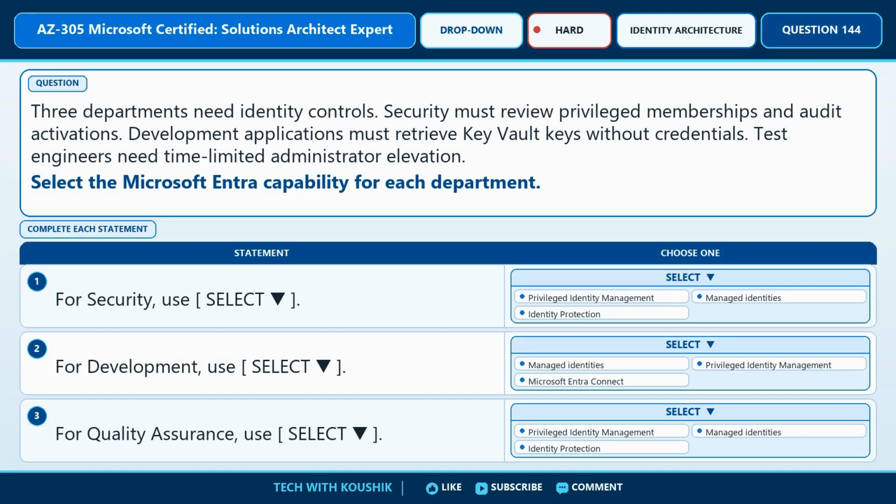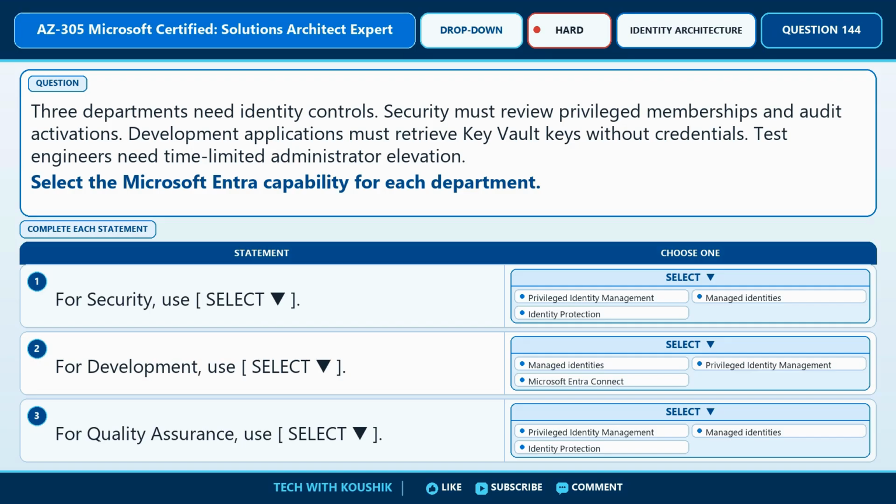Let us work through question number 144. This question moves us into identity architecture. Review the scenario carefully. 3 departments need identity controls. Security must review privileged memberships and audit activations. Development applications must retrieve key vault keys without credentials. Test engineers need time-limited administrator elevation. Select the Microsoft Entra capability for each department. Choose the correct entry for every drop-down field.